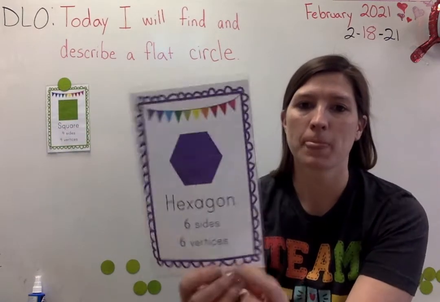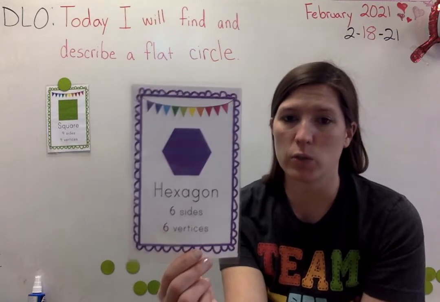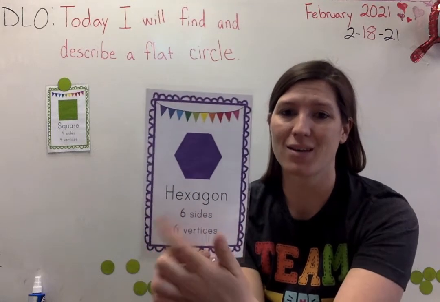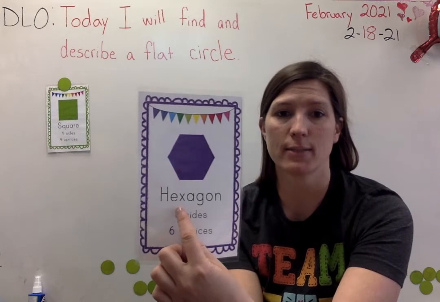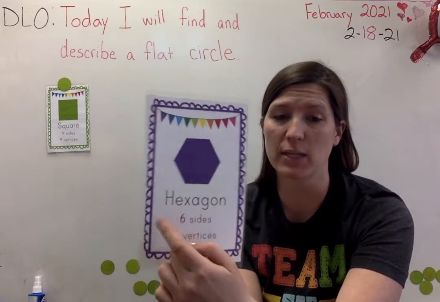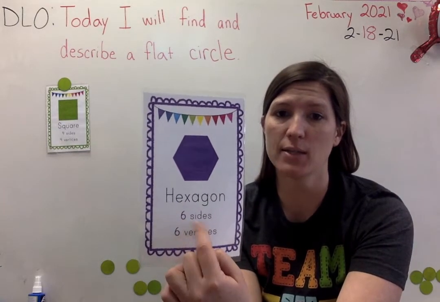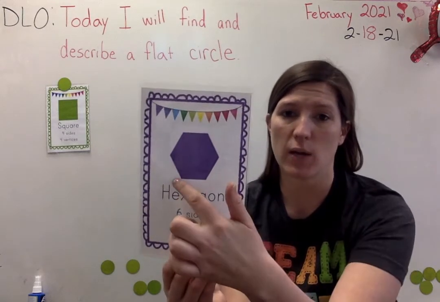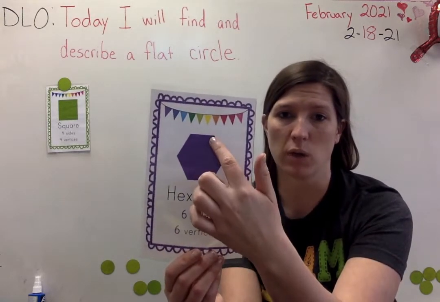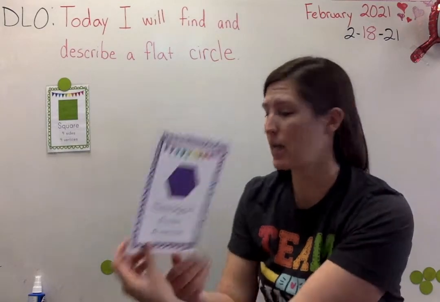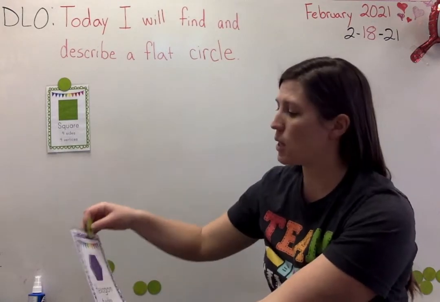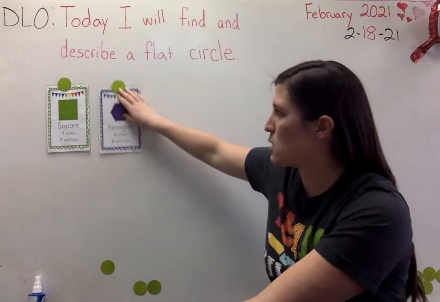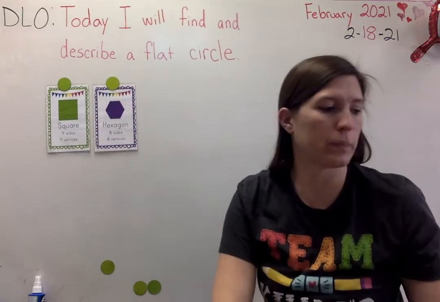Next shape, hexagon. We learned this one yesterday. We talked about it. Hexagon. Hex means what? 6. Hex means 6, so it has 6 sides and 6 vertices. Vertices are the corners. So it has 6 sides. 1, 2, 3, 4, 5, 6. 6 sides for it. Hexagon. We see hexagons when the bees make their honeycombs.